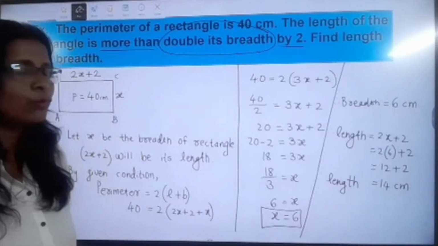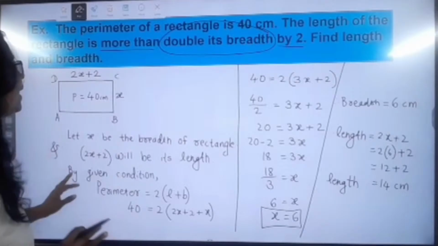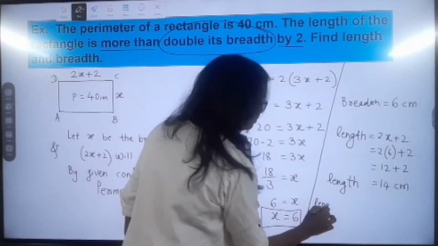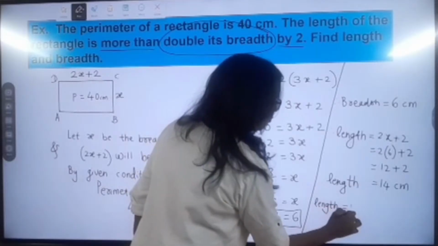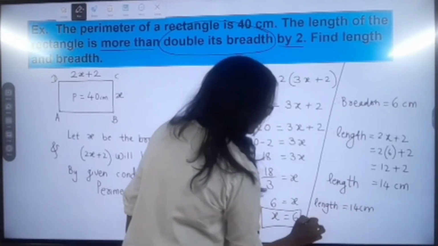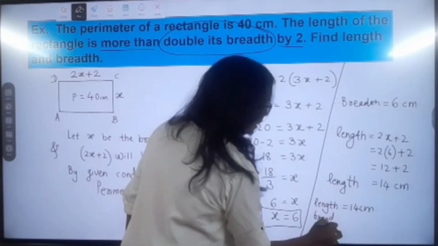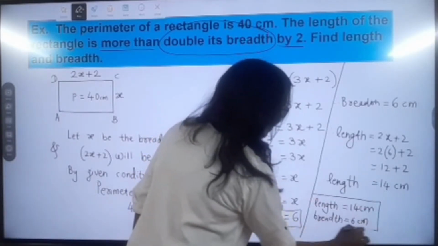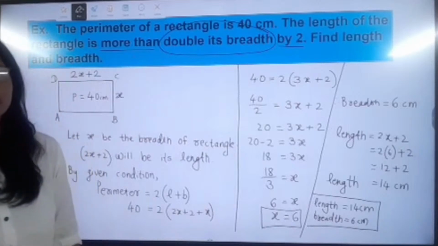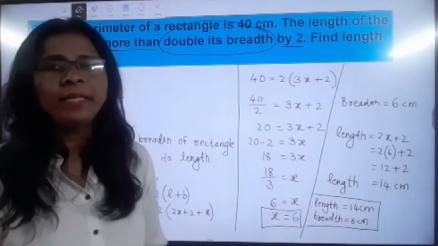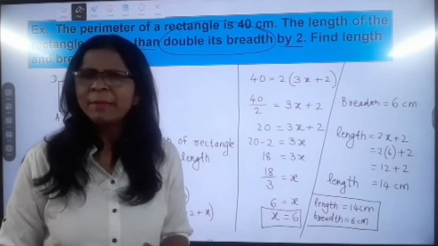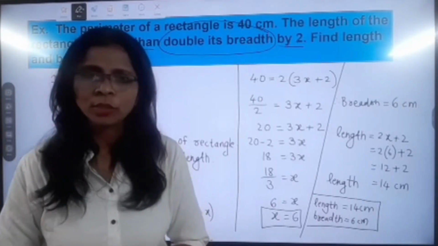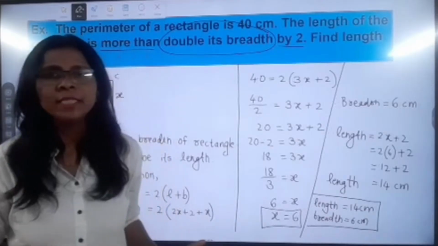So now here, students, I finally get the length and breadth. So I write down length is equal to 14 centimeter, breadth is equal to 6 centimeter. Okay, this is the final answer. So still it is very easy, then it may be possible that it may come as a hot question. Okay students, get this point.